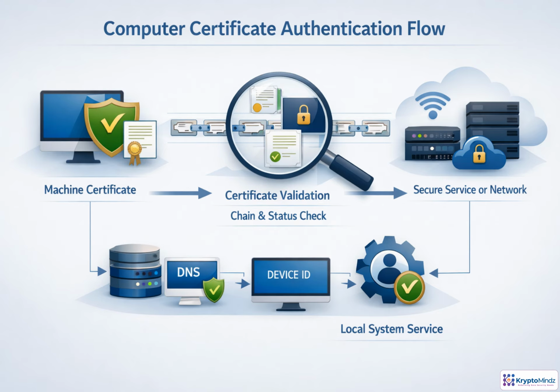Computer certificate authentication is all about the device proving, "I am who I say I am," before any user signs in. The machine presents a certificate tied to its computer account. The service checks the issuing CA, the full chain to a trusted root, expiration, and revocation. It also verifies identity details like DNS name or device ID, and that the certificate is allowed for client authentication. If everything checks out, the device is trusted and access is granted.